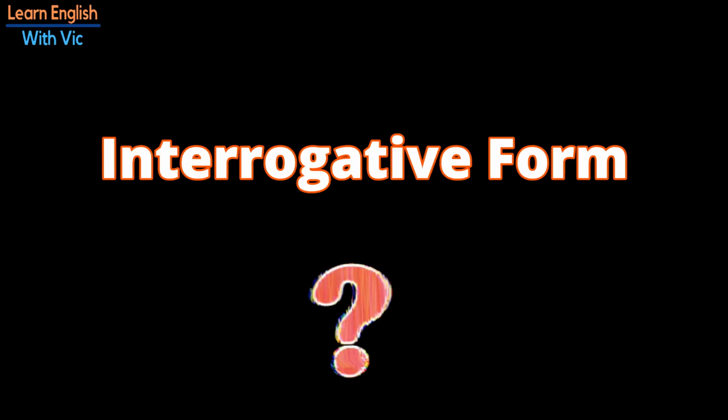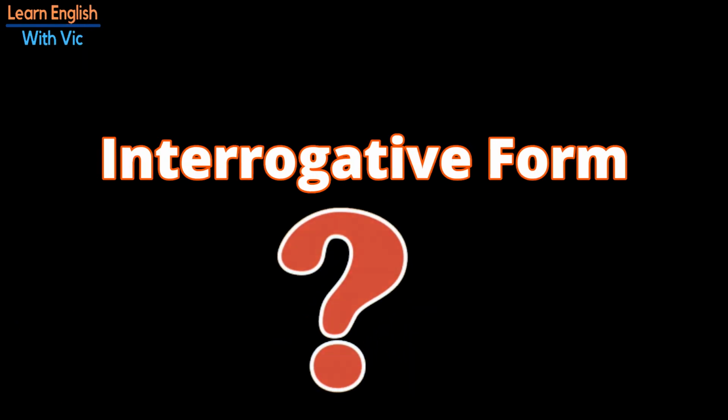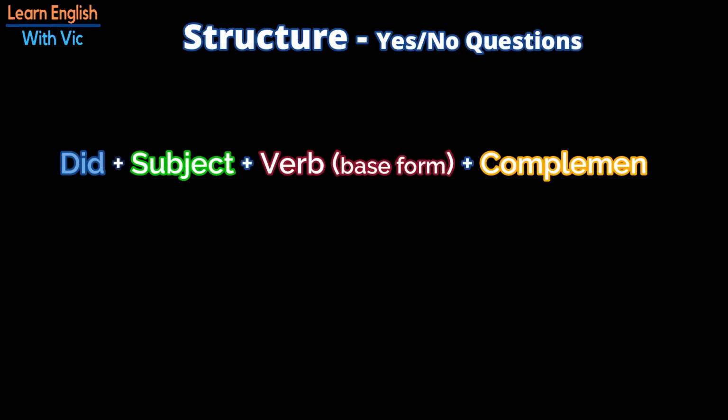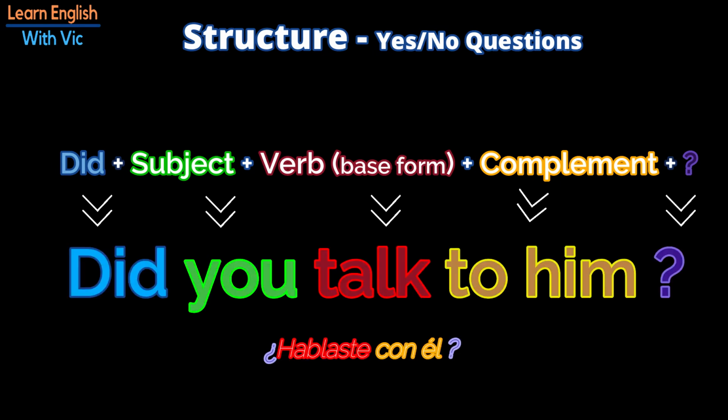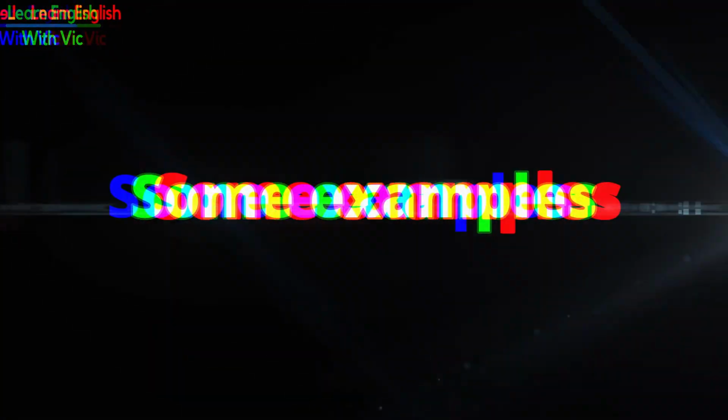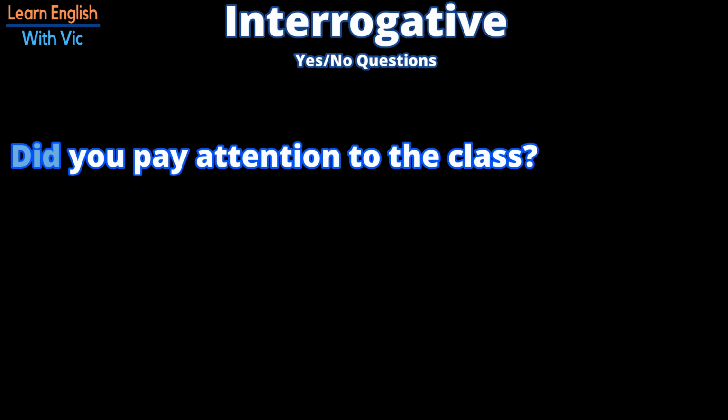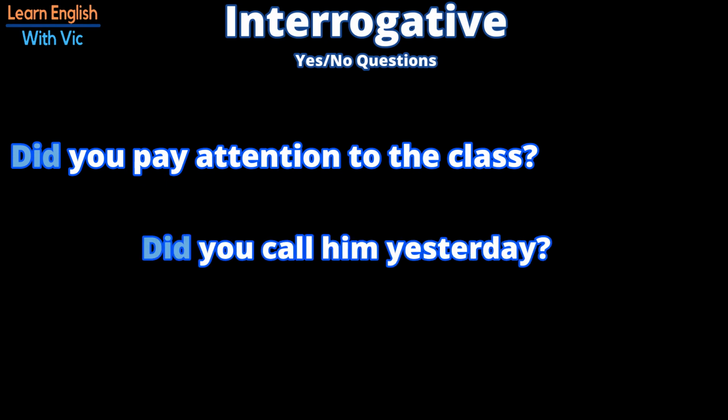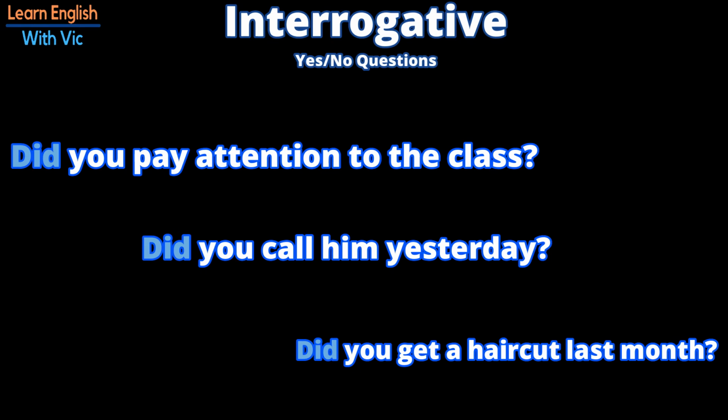Now let's see the interrogative form. The structure is did plus subject plus the verb in the base form plus a complement plus a question mark. For example, did you talk to him? ¿Hablaste con él? Let's check some examples. Did you pay attention to the class? Did you call him yesterday? Did you get a haircut last month?